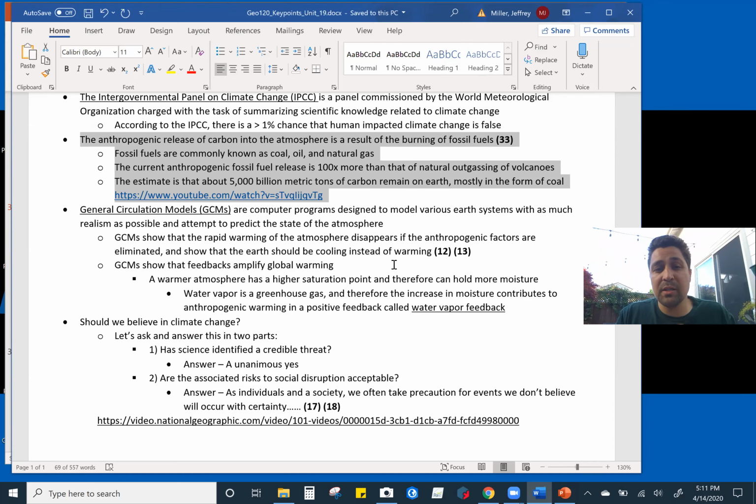But current anthropogenic fossil fuels release about 100 times more than what naturally happens with the gases from volcanoes. So that's the thing. When volcanoes erupt, they give off carbon, right? Same type of thing as burning gas from your car. But with what human beings are doing, it's like we have 100 times the amount of volcanoes releasing carbon into the air with the amount of fossil fuels that we're burning in our daily lives.